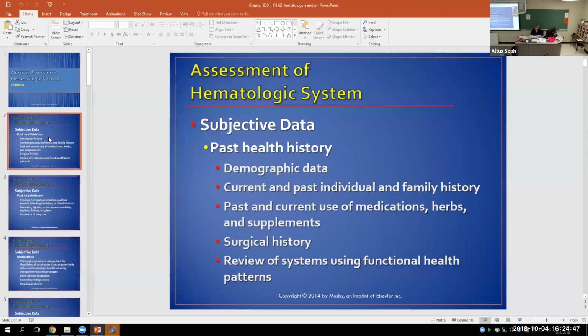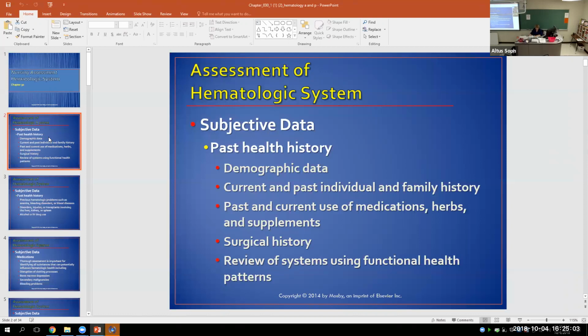Assessment of the hematologic problems. Yeah, chapter 31 in the old book would probably be your actual problems. This is just assessment of the hematologic system. We'll talk more about the problems. I believe that lecture is going to be next week.